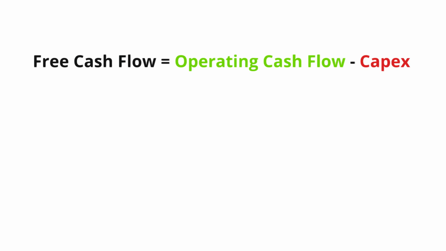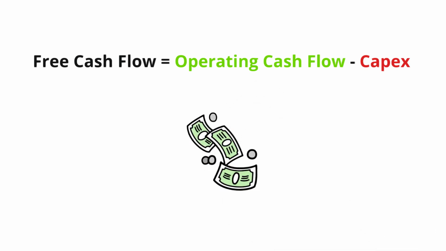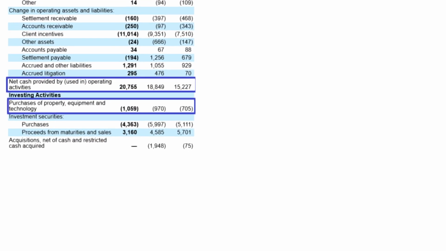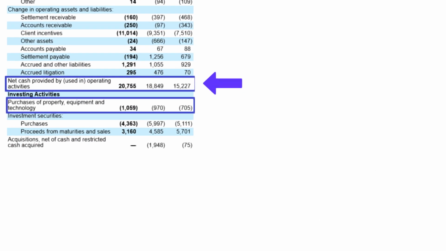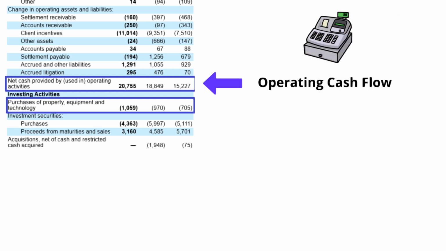Let's break it down. Free cash flow equals operating cash flow minus capital expenditures. Let's look at each component, all of which are found on the cash flow statement. First up, operating cash flow. This is the cash a company generates from its core business operations. Think selling products or providing services.